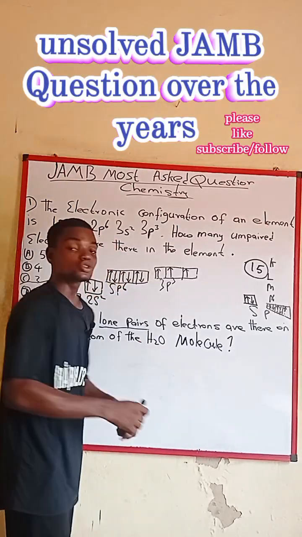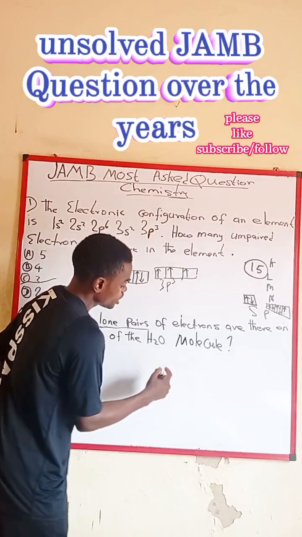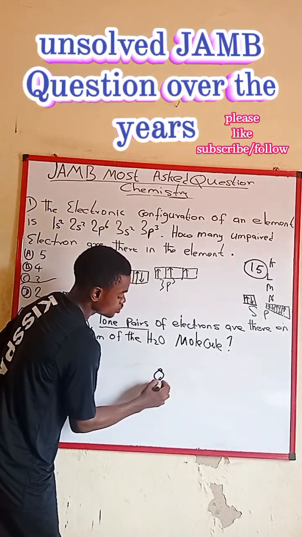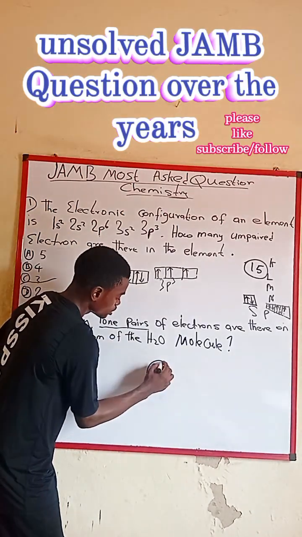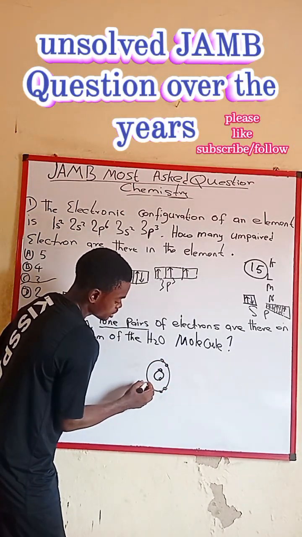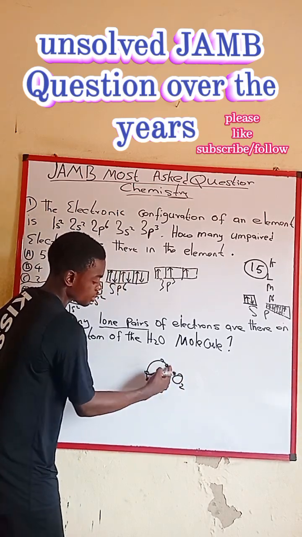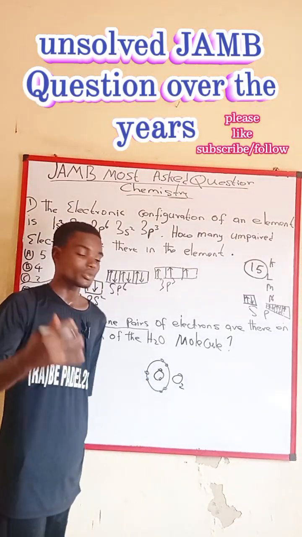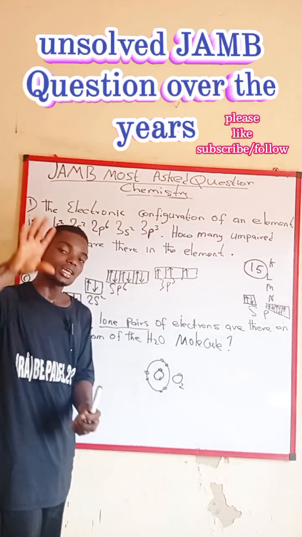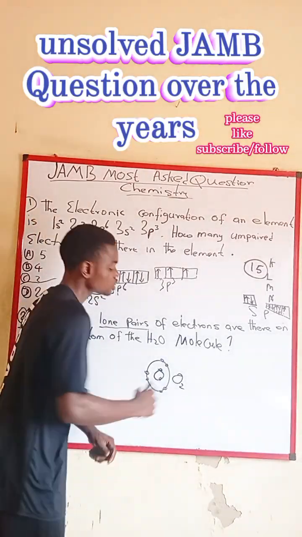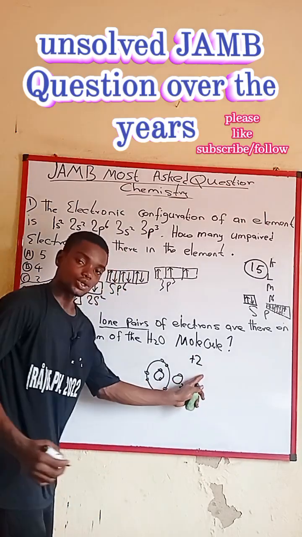Now, for this H2O to combine, let's look at the type of chemical bonding they are having. Oxygen is element number 8, so it has 8 electrons: 1, 2, 3, 4, 5, 6, 7, 8. This is oxygen. Oxygen has 1, 2, 3, 4, 5, 6 electrons at the outermost shell. Hence, it has not completed the octet rule, which must have 8 electrons at the outermost shell. So it is looking for 2 more electrons.